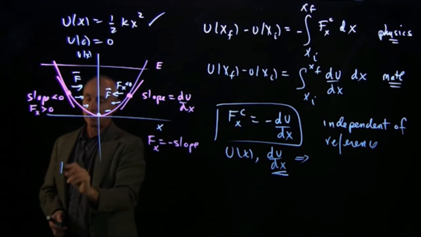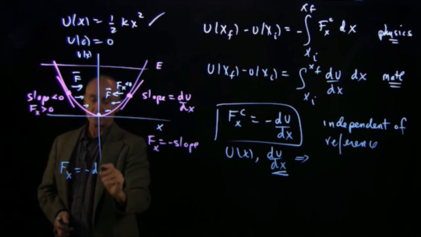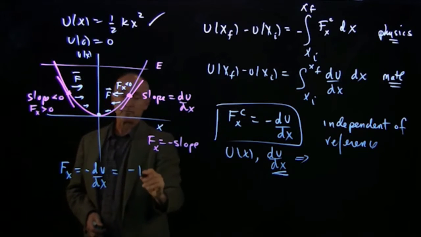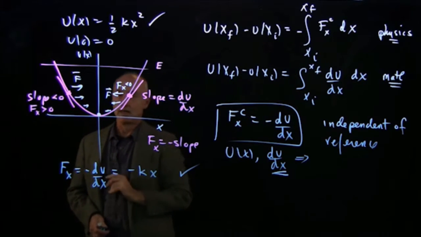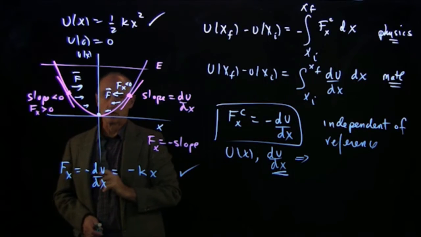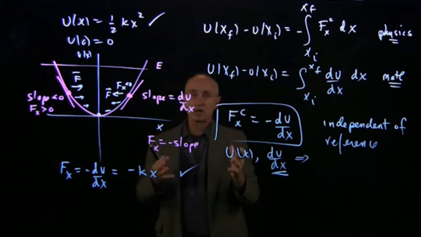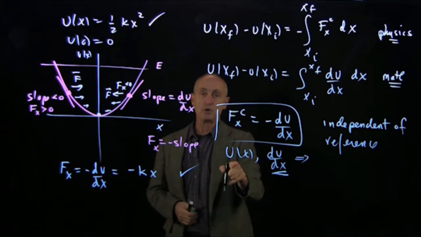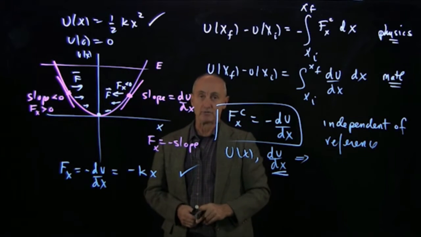And let's just check for this simple case. This is minus dU/dx. When you differentiate that, you get minus kx. And we know that's the spring force. So this is why we're subtly shifting our focus to our state, our function U of x, and its first derivative.